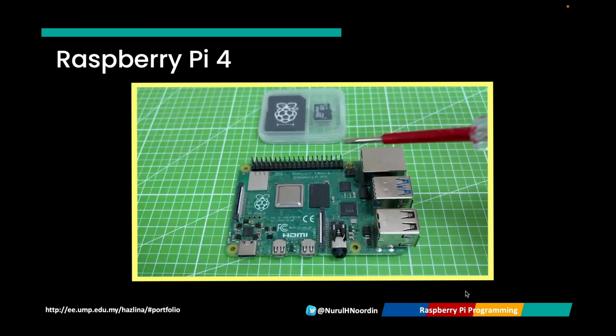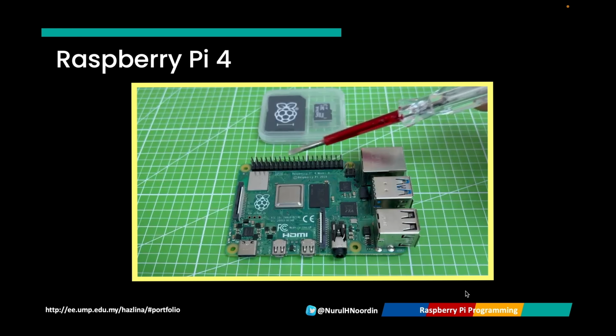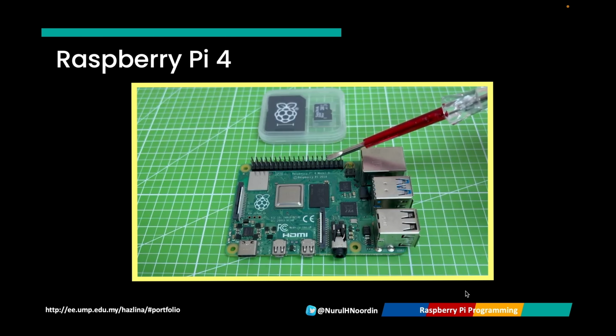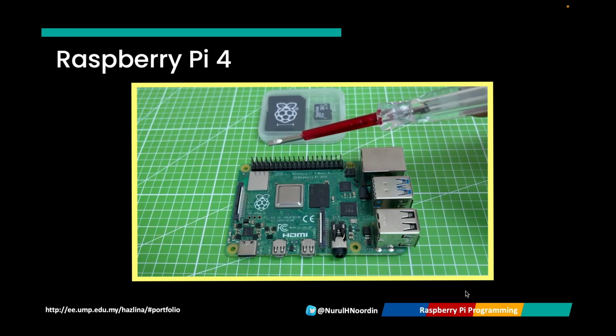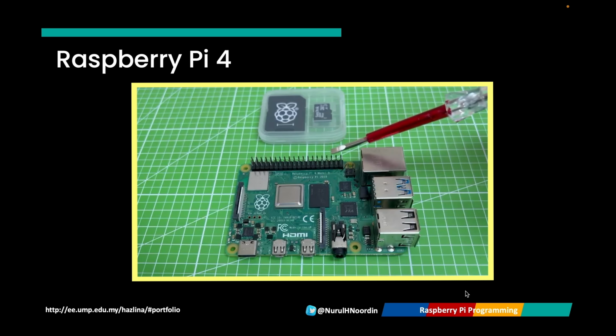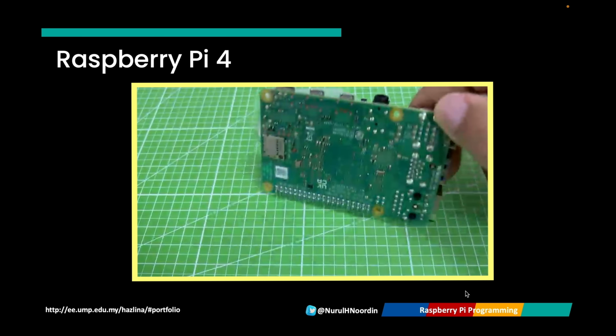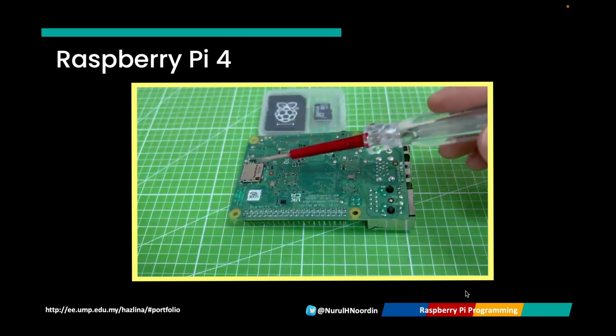The 40-pin GPIO, General Purpose Input-Output header, is one of the Raspberry Pi 4's most powerful features. It enables direct interactions with sensors, motors, LEDs, and other electronic components, making it an excellent choice for hardware projects and automation.